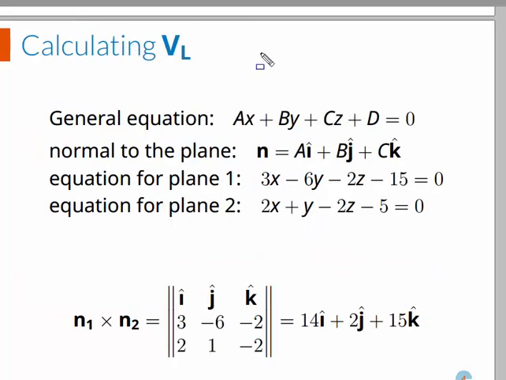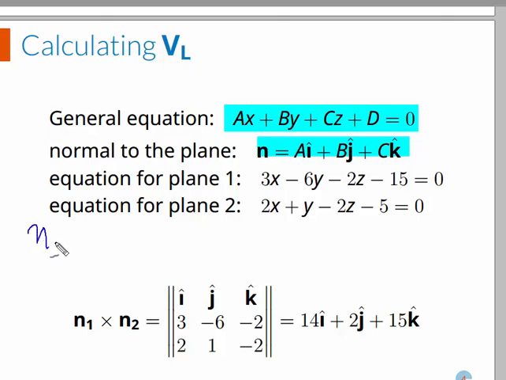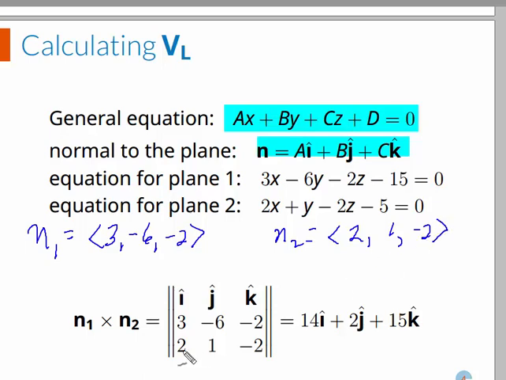So here's an example of creating that vector in the line. We have the general equation for a plane. And we remember that the A, B, Cs are the components of the normal. So with that in mind, we can read off the normals for both of the planes. In this case, N1, and I'll write it in with the pointy brackets, is <3, -6, -2>. And N2 is a vector with components <2, 1, -2>.